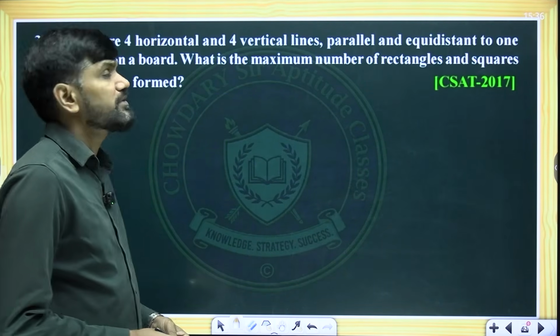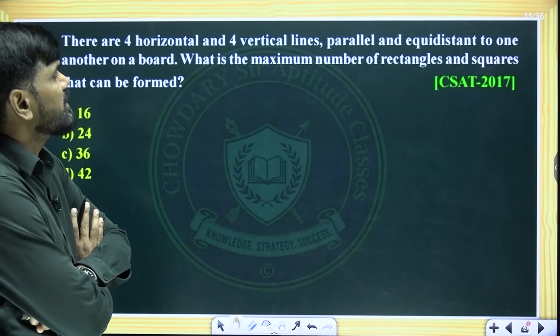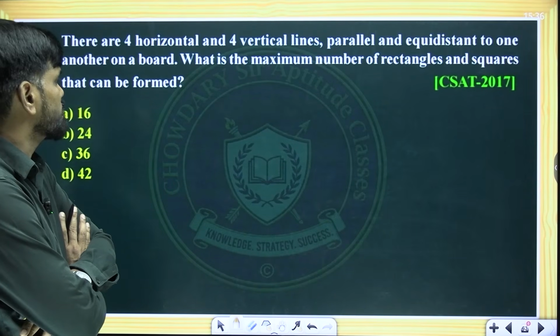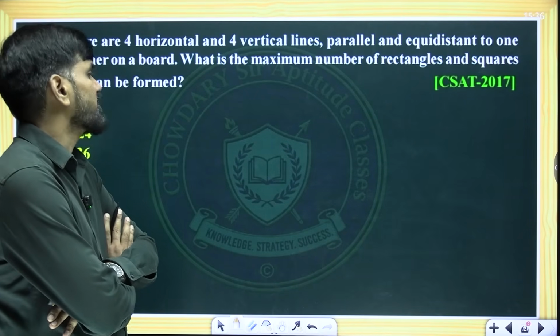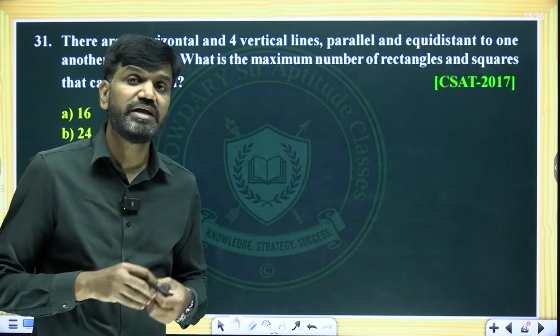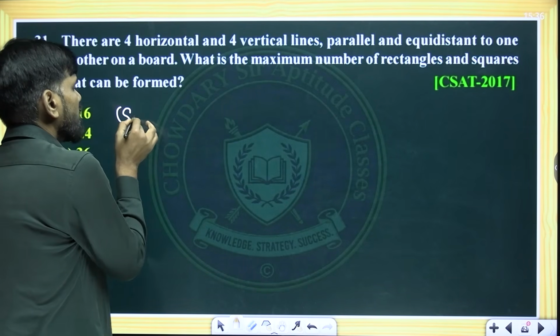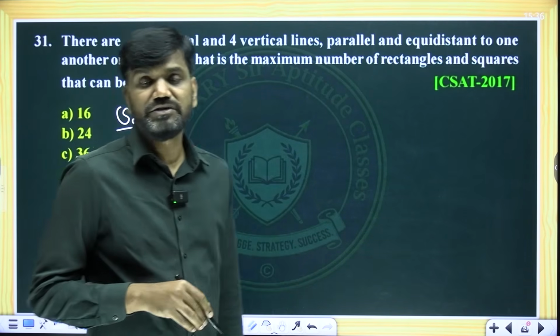Next problem number 31. There are 4 horizontal lines and 4 vertical lines, parallel and equidistant to one another, on a chessboard. What is the maximum number of rectangles and squares that can be formed? Maximum number of rectangles and squares. So rectangles and squares both are the same. See, every square is a rectangle. Every square is a rectangle.